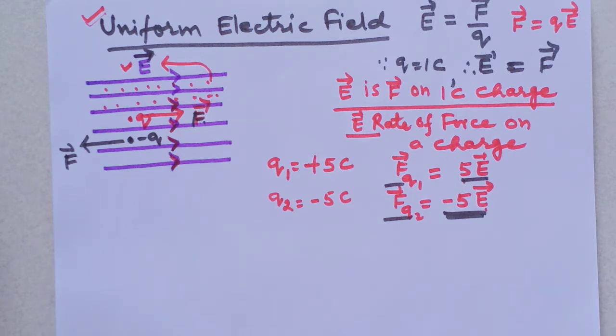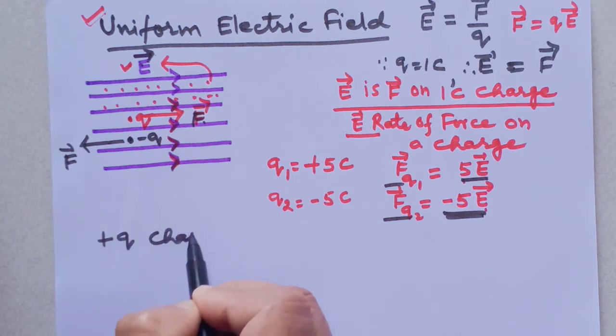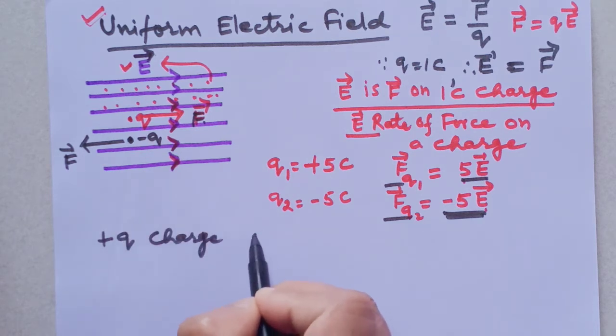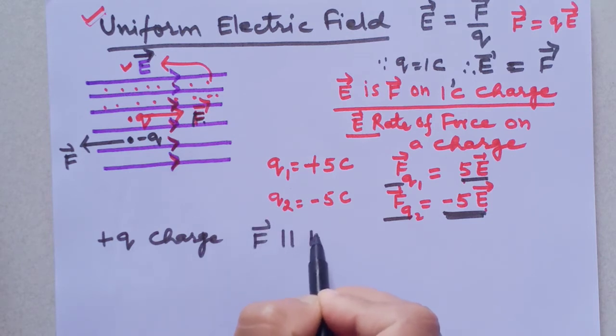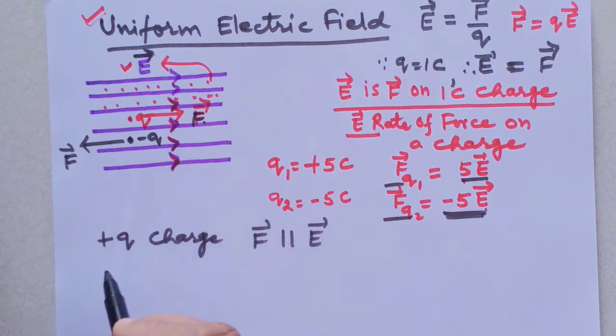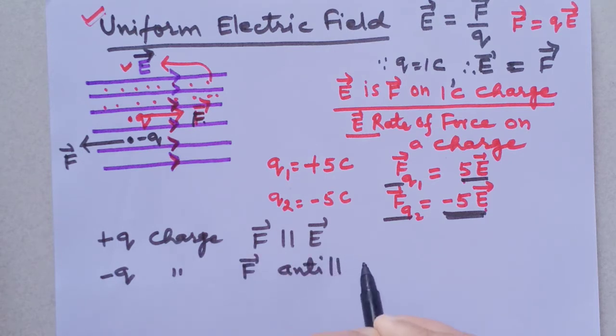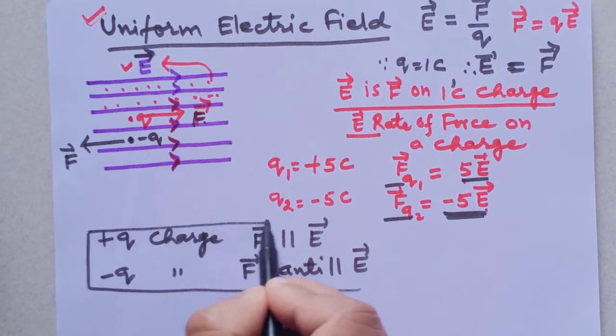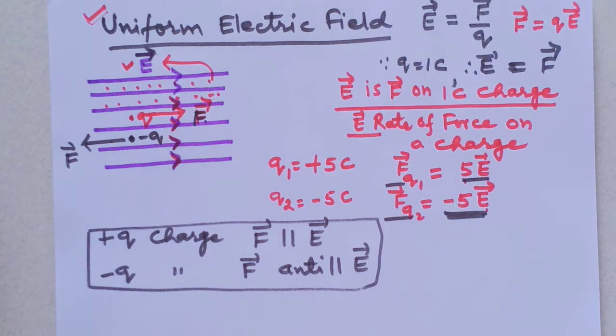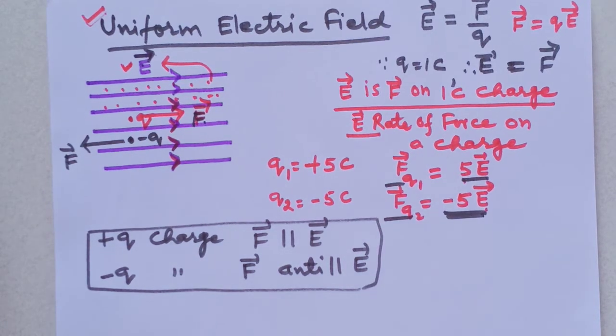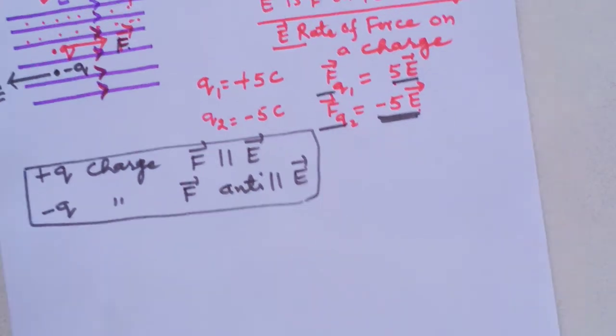So positive charges, plus Q charges, experience force parallel to the electric field, and minus Q charges experience force anti-parallel to the electric field. So these are the two things to remember. So let us begin.